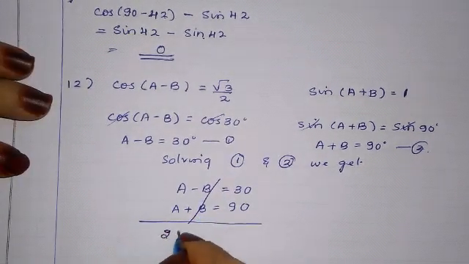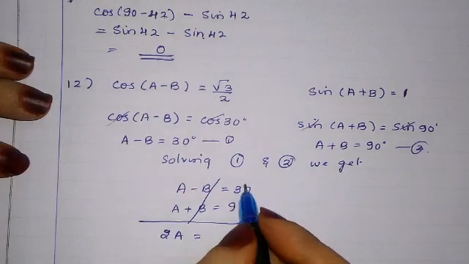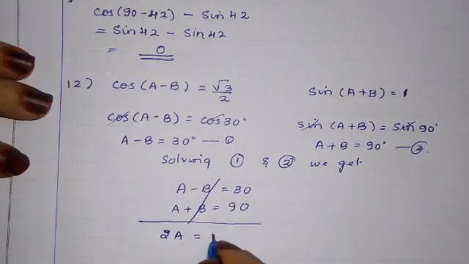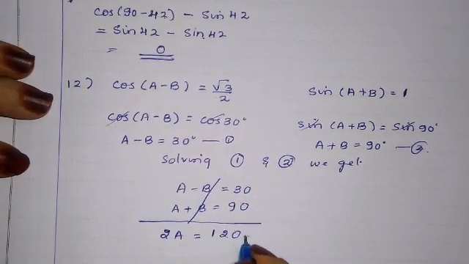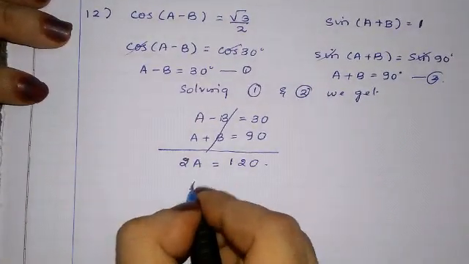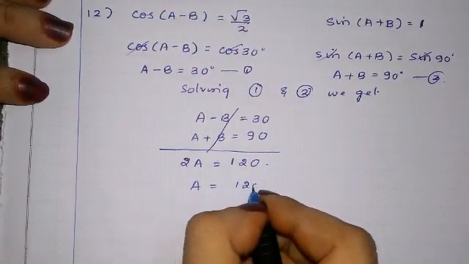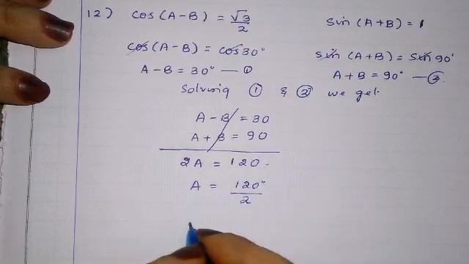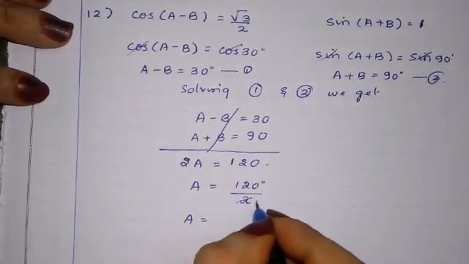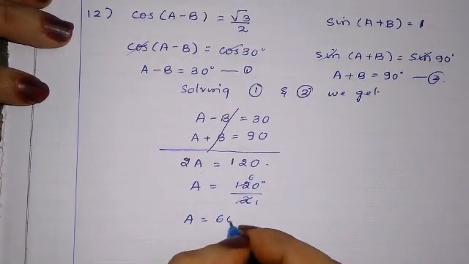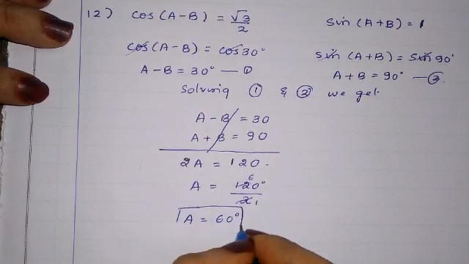A plus A, 2A. 90 plus 30 is 120. So A is equal to 120 degrees by 2. A is equal to, 2 ones are 2, 2 sixes are 12. That is, A we got is 60 degrees.